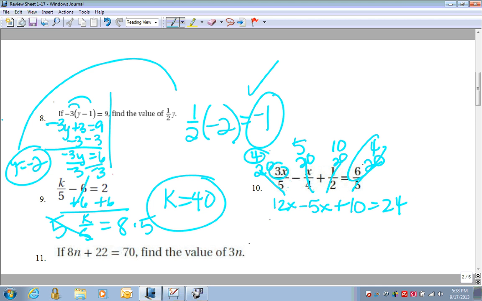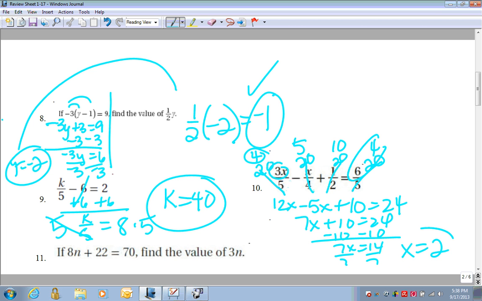Next, I need to combine my like terms, and that gives me 7x plus 10 is 24. Moving the 10 over, I have 7x equals 14. Dividing by 7, x is 2. Final answer.